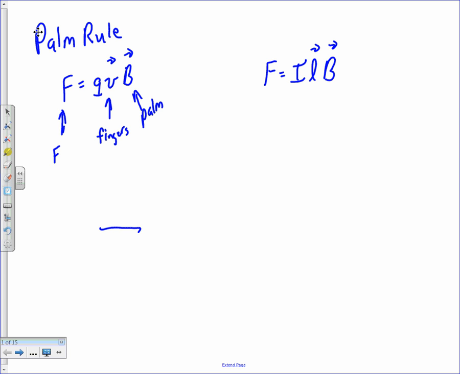So for example, if I have a velocity vector here and a magnetic field vector here, I let my fingers go in the direction of V, like that. The magnetic field comes out of my palm, and then my thumb, which is into the page, gives the force. So my force would be into the page there. Remember, if Q is negative, you just take the opposite.